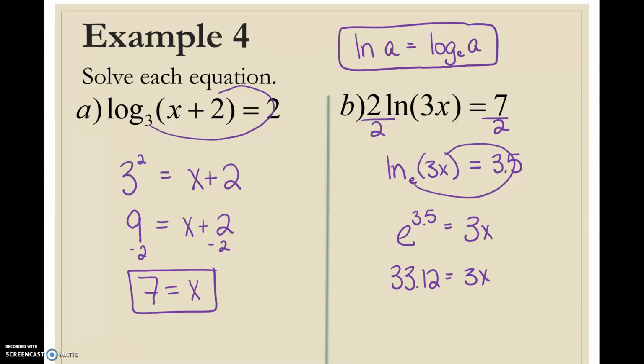And what do you suppose the last step here is going to be? Divide both sides by 3 to get 11.04. Because this is a logarithmic equation, we need to check. 3 times 11.04, would that be positive? Yes, so that answer is fine.